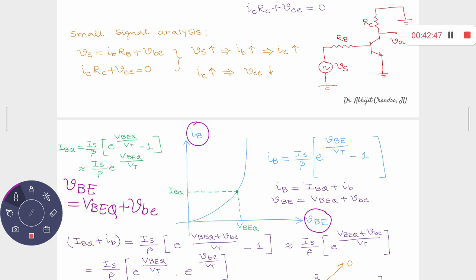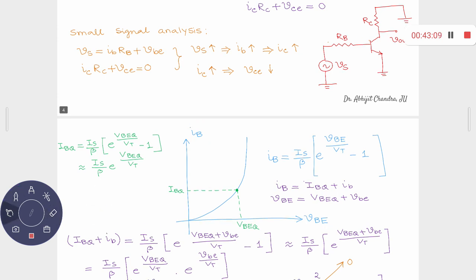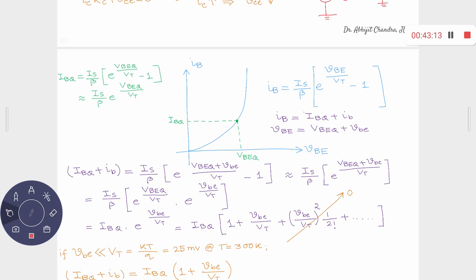Okay, so whatever the total instantaneous current, how can you write it down? This is nothing but IS by beta, e to the power VB by VT minus 1, where small v is the total instantaneous voltage. How is it related? What is this small v? This is nothing but VBQ plus VB. So it is given by IS by beta e to the power (VBQ plus VB) by VT minus 1, and that is approximated to this one. Clear?